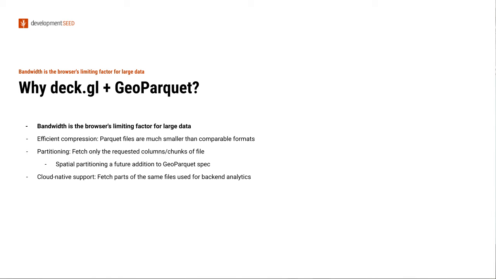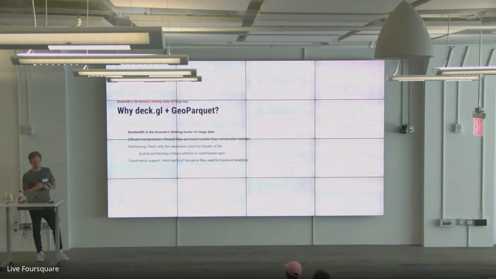Because Parquet files are really, really efficient at compression, they tend to be a lot smaller than comparable formats, and just the smallest way you can get vector data into the browser. Also, you can load less data if you only need a couple columns. If you need, say, an attribute column or two plus the geometry column, you can load just those three columns, even if the file on disk has 100 columns.